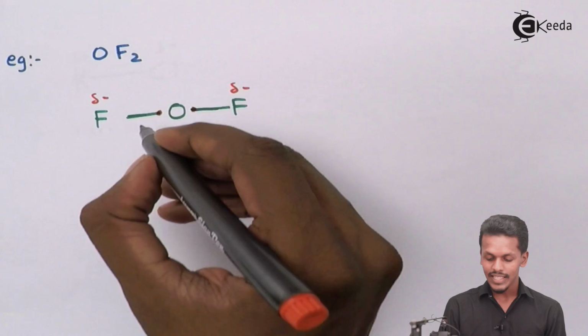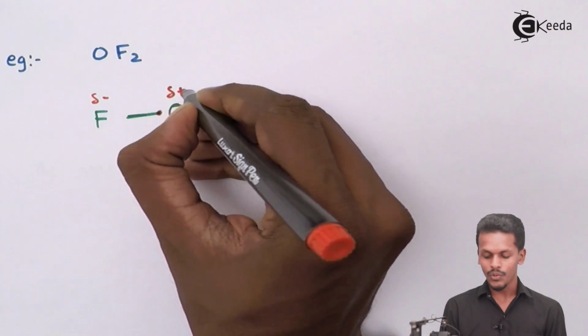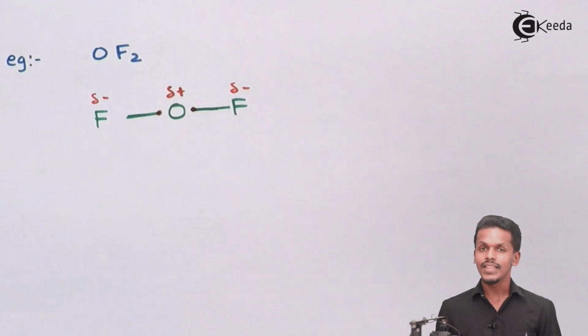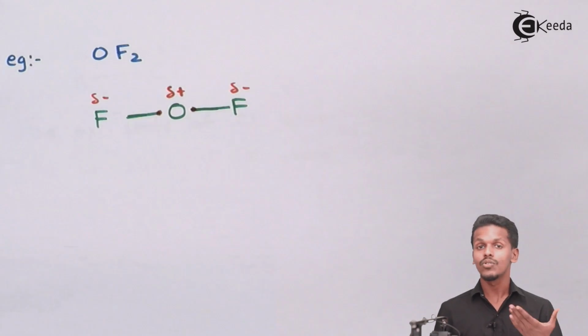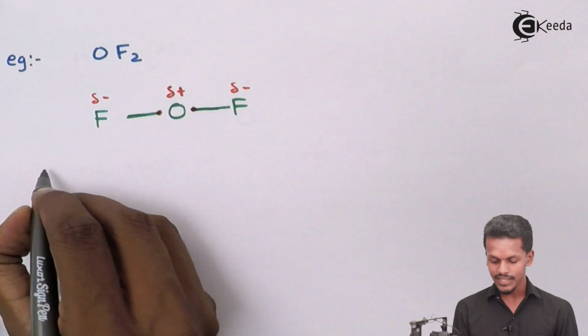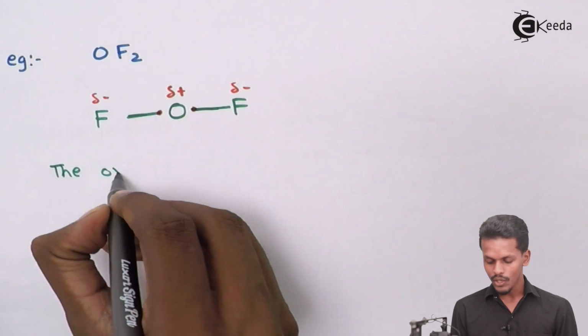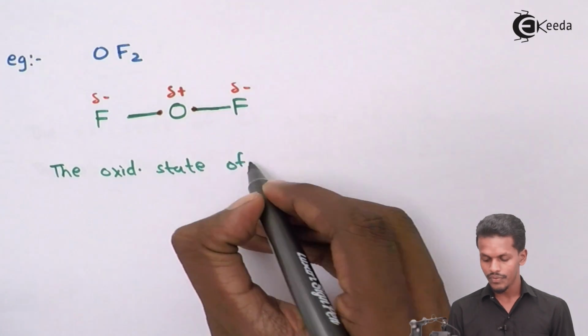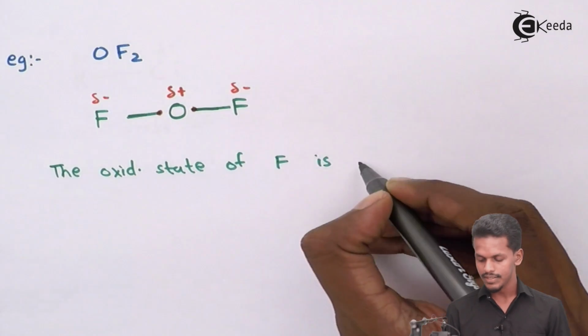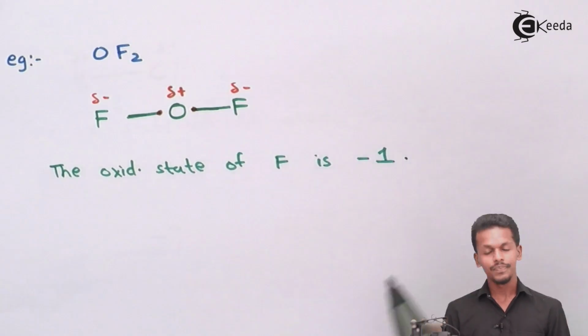So now in this case, oxygen will acquire a partially positive charge. In that manner, we could say that the oxidation number of fluorine is always -1. So in this case, the oxidation state of fluorine is -1.